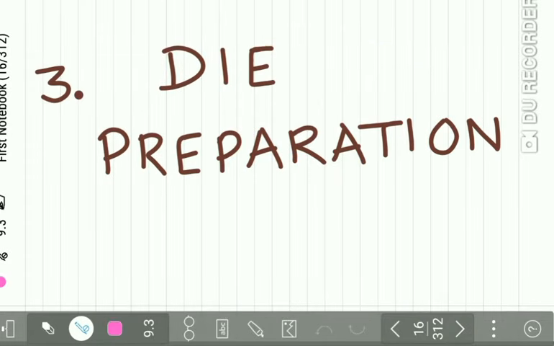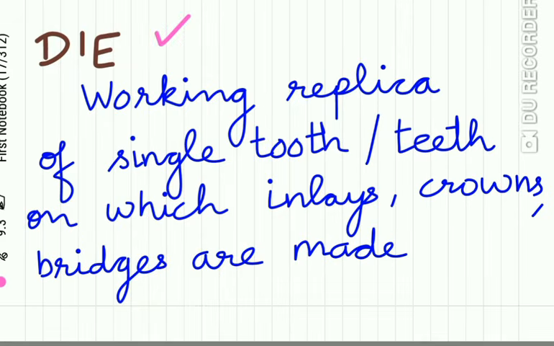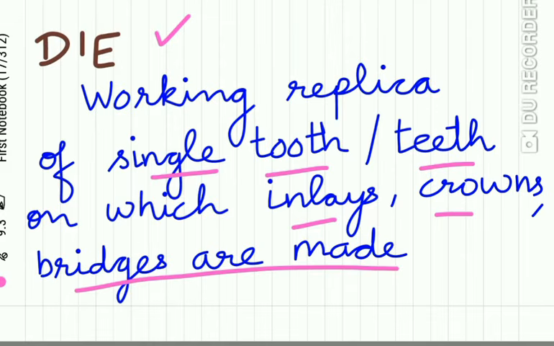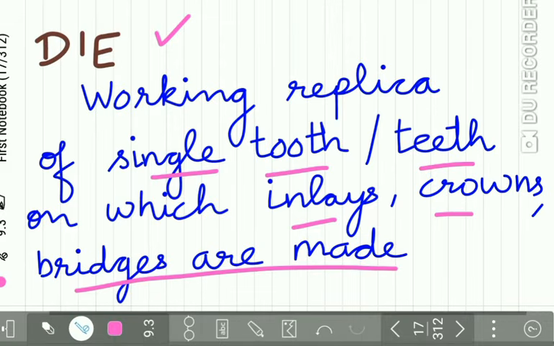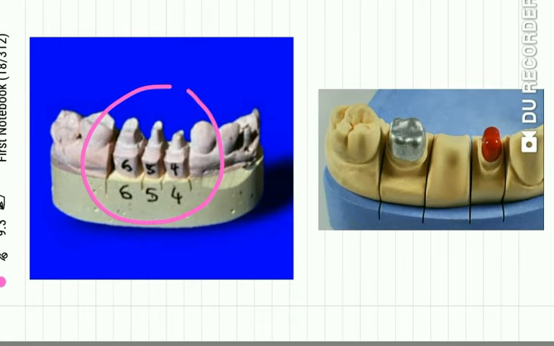Next step is die preparation. What is a die? A die is a working replica of a single tooth or multiple teeth on which inlays, crowns or bridges are to be made. So a die stone is poured into the impression taken and a die is formed. These are the dies which are formed from the prepared tooth.